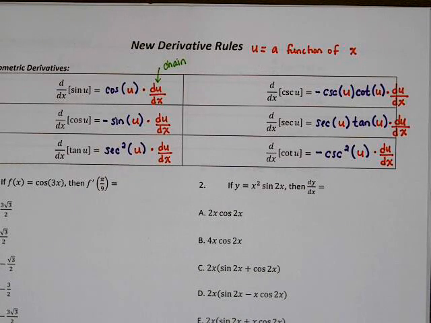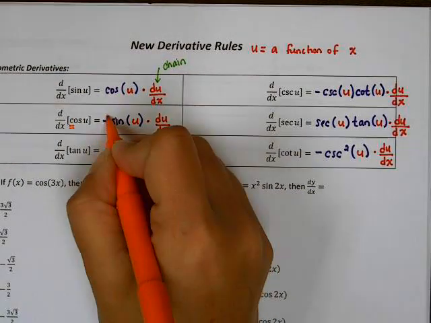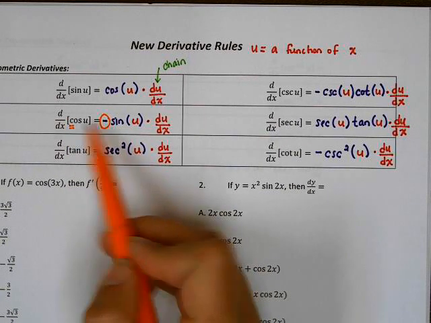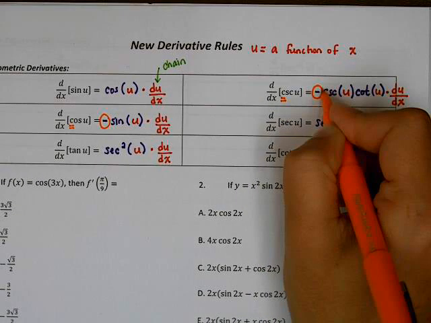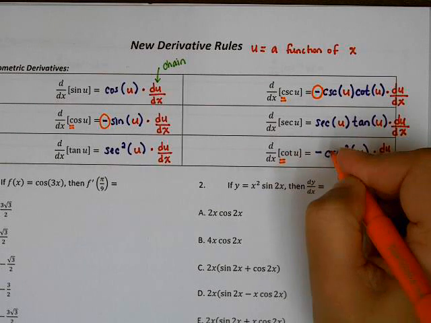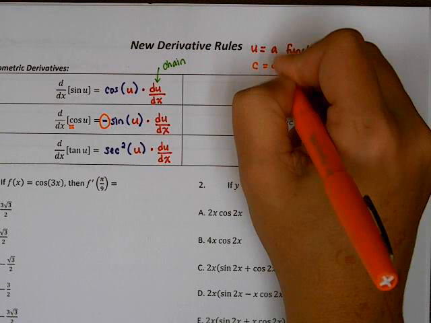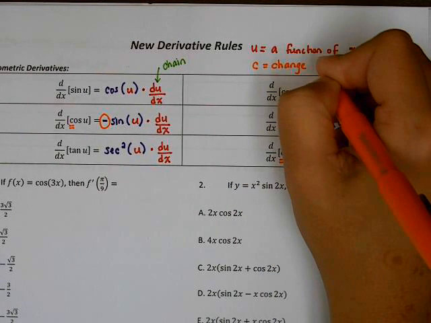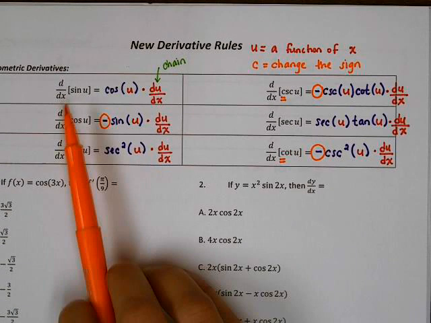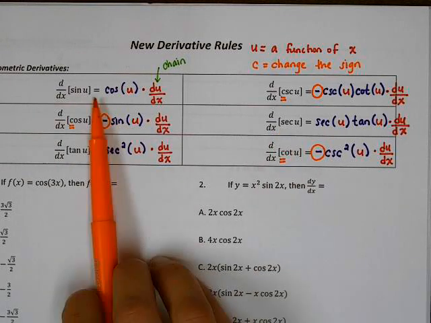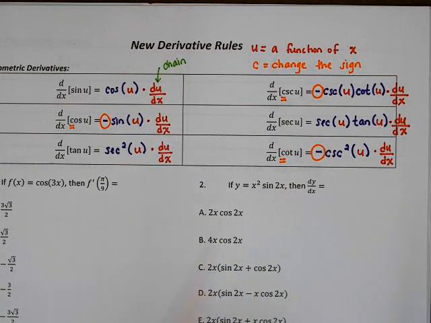For example, one of the patterns that students usually like is that if your original function starts with c, it means change the sign. So cosine becomes a negative when you take the derivative. Cosecant becomes a negative when you take the derivative, and cotangent becomes a negative when you take the derivative. So c means change the sign. Now anything that starts with an s originally, like sine or secant, stays the same. So if sine is positive, the derivative is positive. If secant is positive, the derivative is positive.